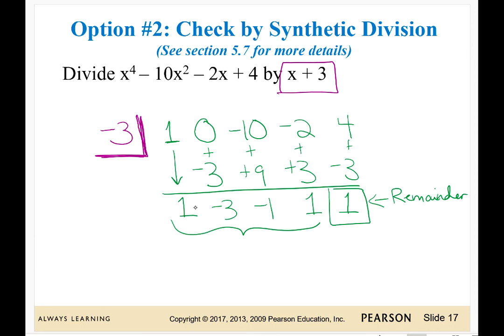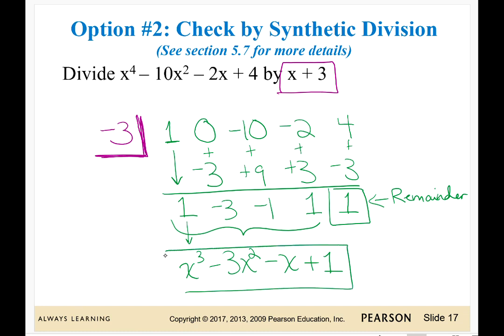And it's always going to be 1 degree less. So we started with x to the 4th, we're taking out an x, so this should be x cubed. So that's 1x cubed minus 3x squared minus 1x plus 1. Double check, was that your quotient? Indeed it was. So here's your quotient. There's your remainder, so that'd be plus 1 over x plus 3. So that should have been my answer.